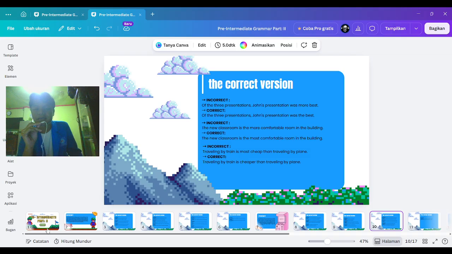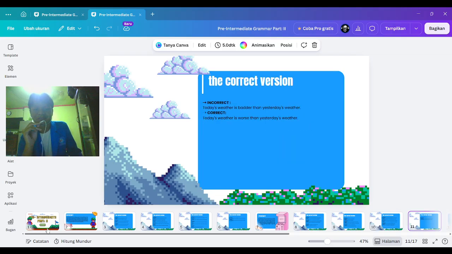Traveling by train is most cheap than traveling by plane. Well, no, traveling by train is cheaper than traveling by plane. Today's weather is better than yesterday's weather. No, not at all. What is better? The correct version is today's weather is worse than yesterday's weather.